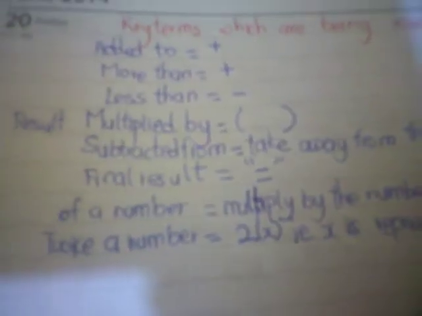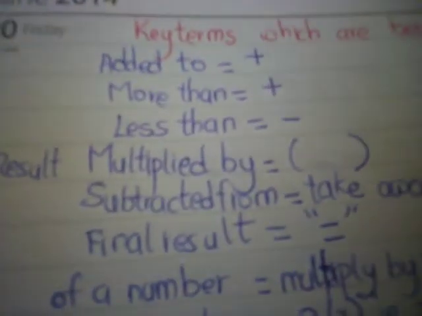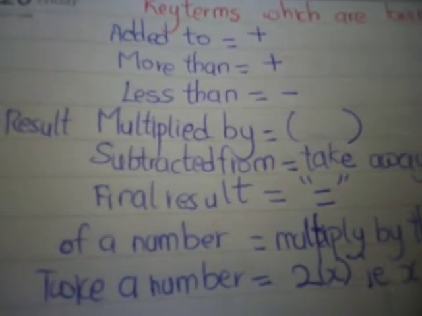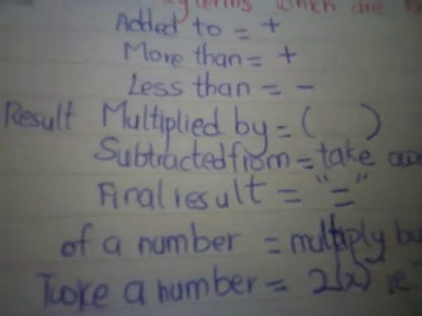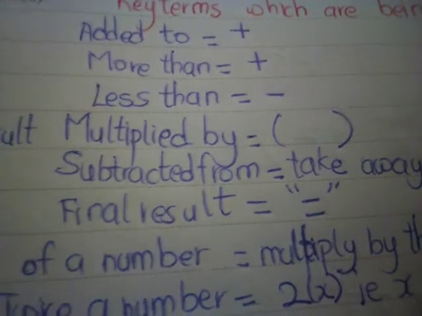So let's look at the first one. Added to means plus. When they give you an equation and they say added to, it means plus. More than means plus. Less than means minus. Result multiplied by means that they're going to give you an equation, they say that the result is multiplied by, and it means you have to bring a bracket to the result and multiply it by whatever number they tell you to multiply it by.